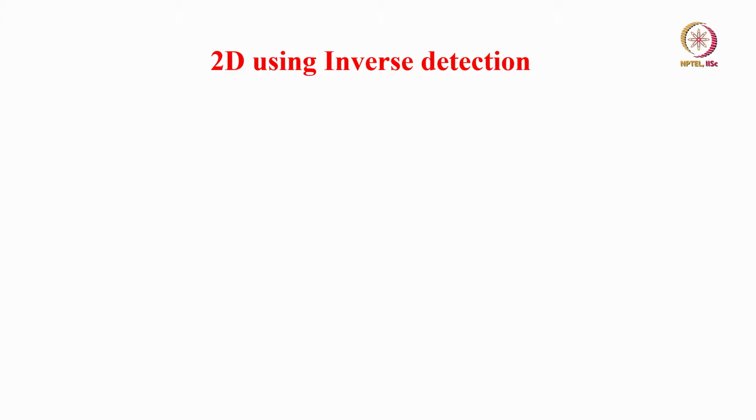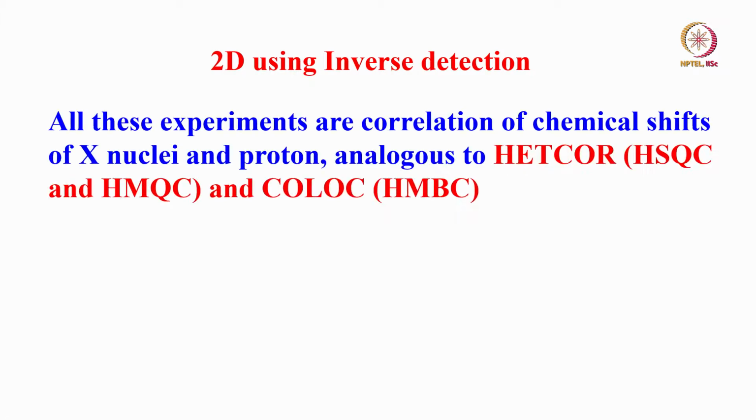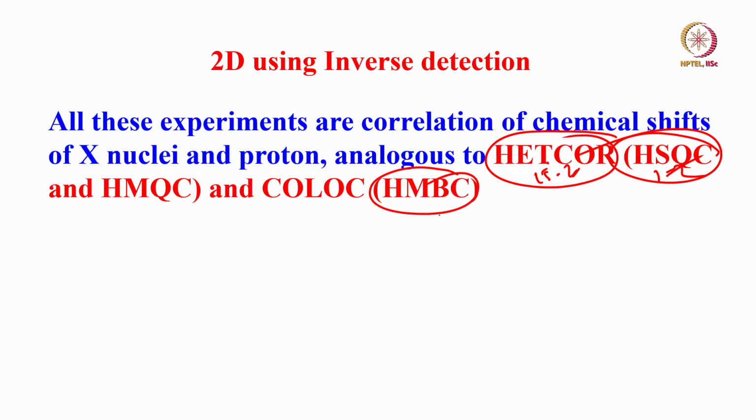So, how is 2D inverse detection done? All these experiments have a direct correlation experiment. For example, HETCOR, where directly you can detect proton in one dimension and carbon in the other dimension, a heteronuclear correlation of two different heteronuclear spins, a chemical shift correlation like heteronuclear COSY. The same thing, inverse version, is called HSQC. This is faster. The direct one will take 15 to 20 hours, this will take 1 to 2 hours. Similarly, HMQC. Similarly, we have HMBC, an inverse experiment.